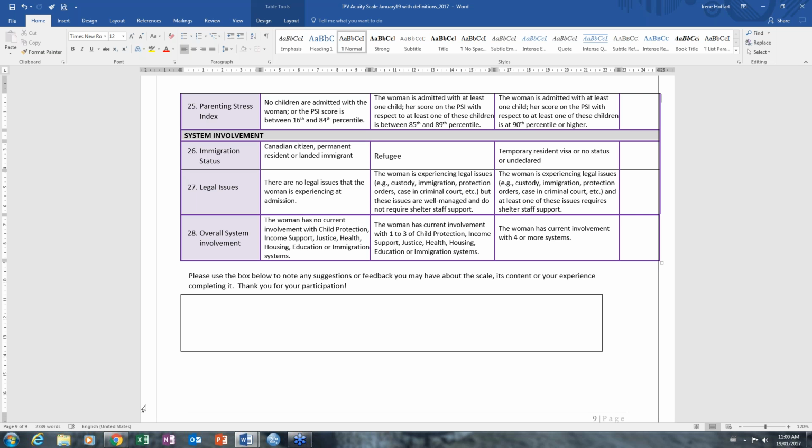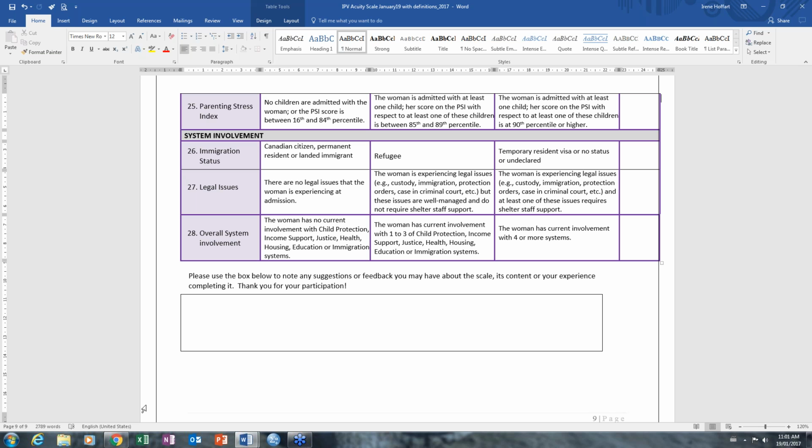So again, the same kind of formula as we've had before. There are issues in place, but they're well addressed, and there's nothing really that shelter needs to do to ensure that can be moved forward. For a score of 5, there are legal issues in place, and at least one of them requires shelter staff support. So she could be involved in a variety of different issues, but even if she needs an EPO or an accompaniment to court or whatever, then that's a score of 5.